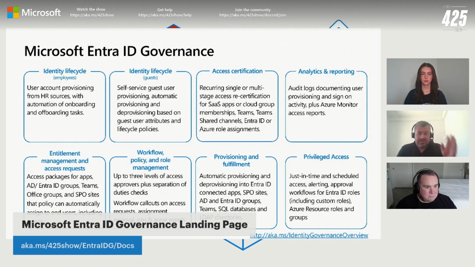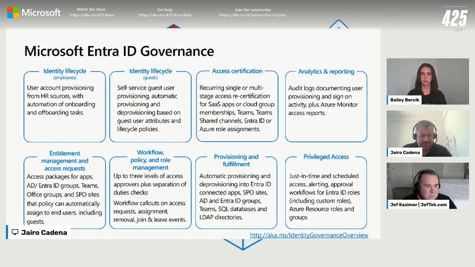And then, of course, all the provisioning and fulfillment, coming from systems to Entra ID, and Entra ID to the different applications on premises and in the cloud. And then, last but not least, all the privileged access, making sure that you manage just-in-time and just-enough access, and having all the alerting and approval workflows that are needed for this. All this is part of the capabilities that Entra ID governance provides.